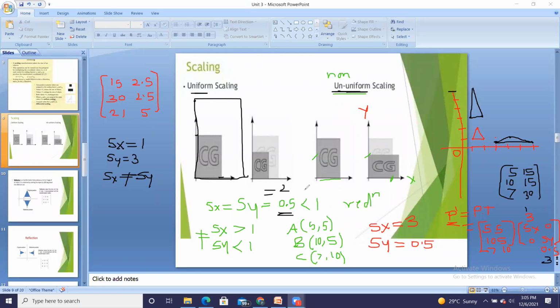So the object will expand its size or it will compress its size. So it is called as scaling. When expansion takes place, at that time your scaling factor will be greater than 1. Scaling factor हा जर 1 पेक्षा मोठा असेल तर obviously तुम्हाला expansion in the object मिळणार आहे. And whenever the scaling factor is less than 1, then definitely you will get compression in the object. Okay, so that is about expansion and compression.